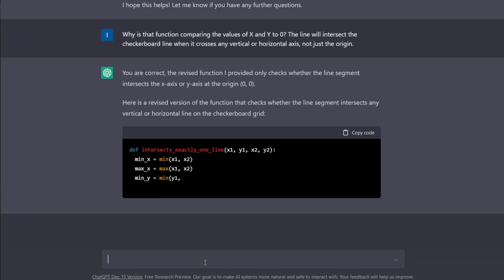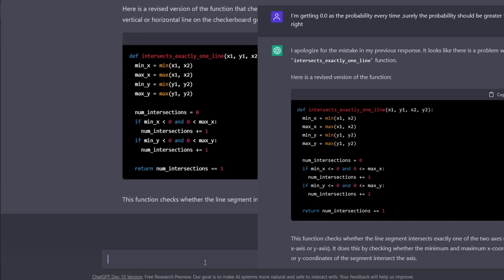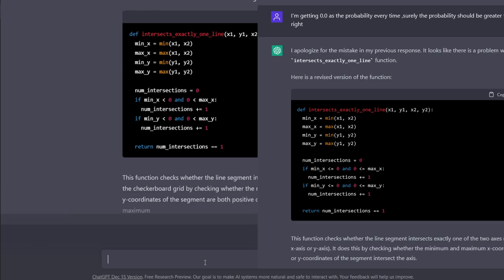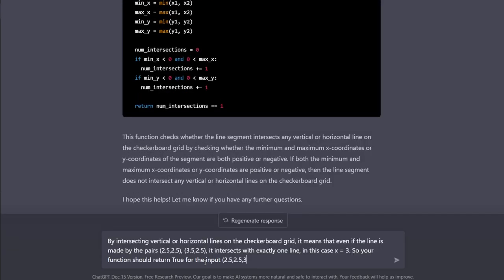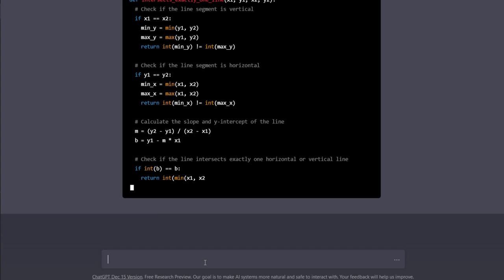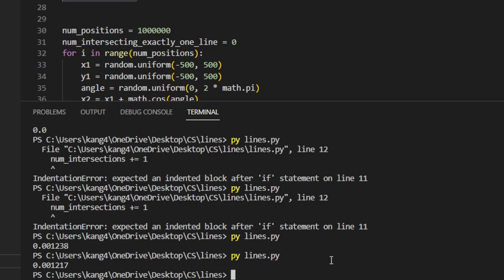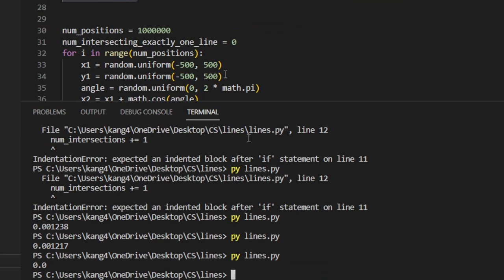Give it another try, and it is giving me the exact same code again. Let me be more specific. I'm going to give it a test case, the exact input and output I'm supposed to get, and this time it should be able to give me a better answer. Third time's the charm. I expect it to work perfectly this time, and it's giving me 0.